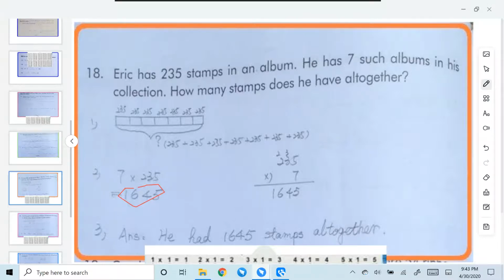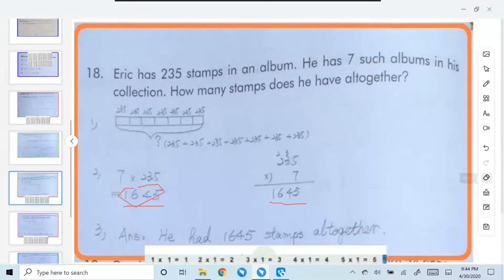5 times 7, 35. 5 stay, 3 goes up. 3 times 7, 21, plus 3, 24. 4 stay, 2 goes up. 2 times 7 equals 14. 14 plus 2 equals 16. So the answer is 1,645. Now this time I can write down here.